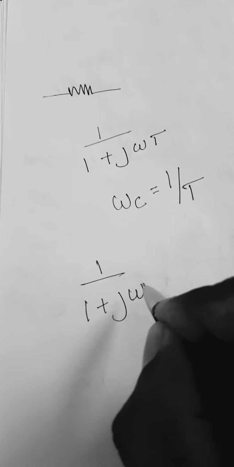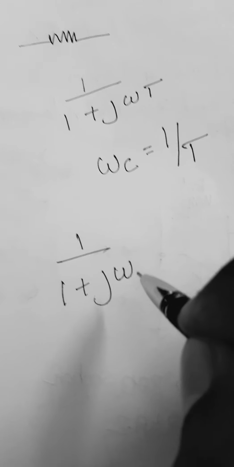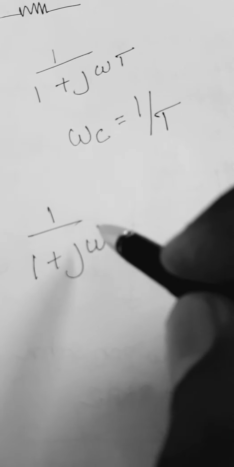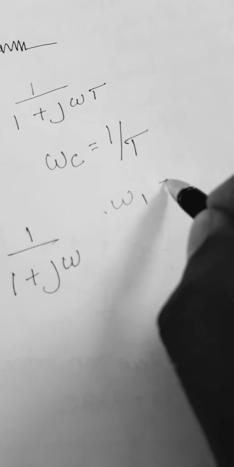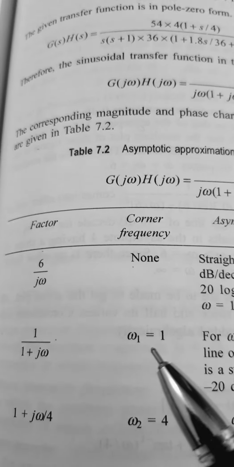Now first, when you are taking 1 divided by 1 plus j omega, here T is 1. Okay, T is 1. So omega C or omega 1 is equal to 1 by 1, which is equal to 1. So that is why you are getting it here at omega 1 is equal to 1.